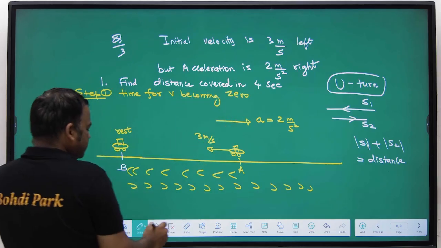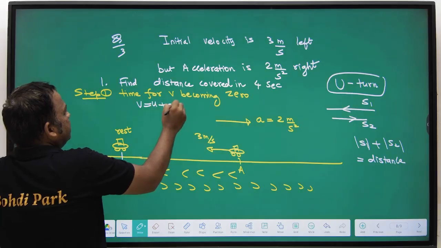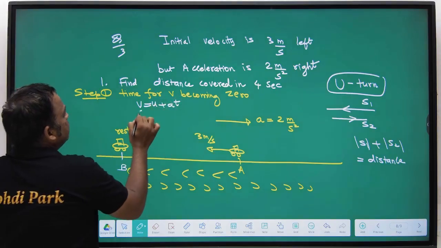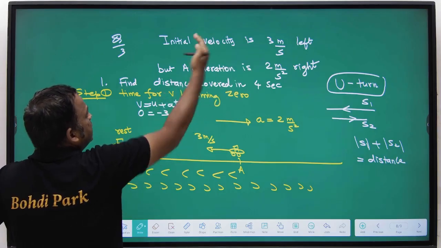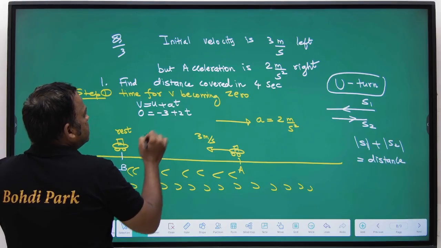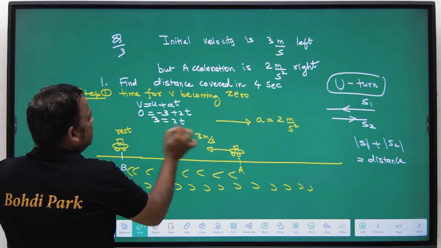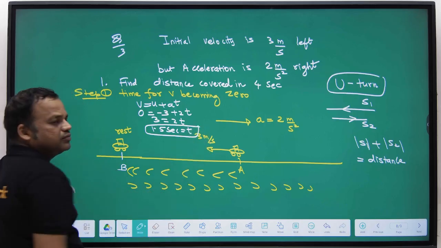So for that we will use v is equal to u plus at. Put v equal to 0, u is equal to minus 3 because it is 3 meter per second left, acceleration is 2 and time is t. So 3 is equal to 2t, so time is equal to 1.5 second.